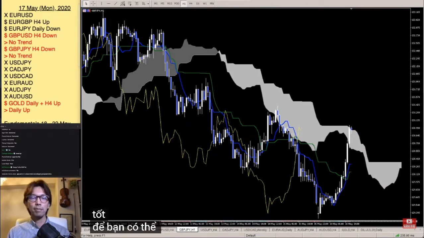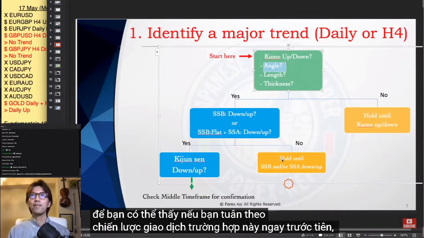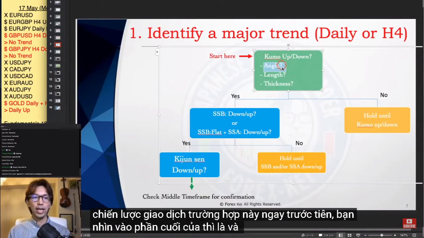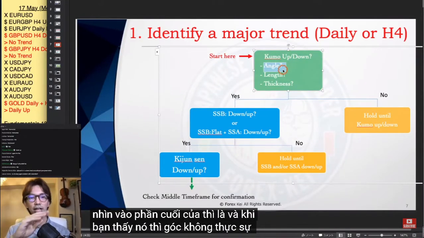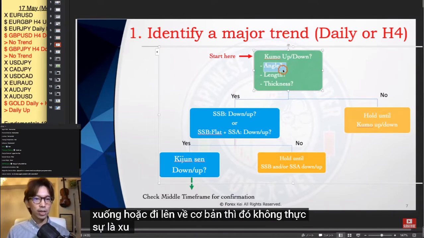So, as you can see, if you follow this trading strategy, first you look at the angle of the Kumo, and when you see the angle is not really going down or up, basically that's not really the uptrend or downtrend.